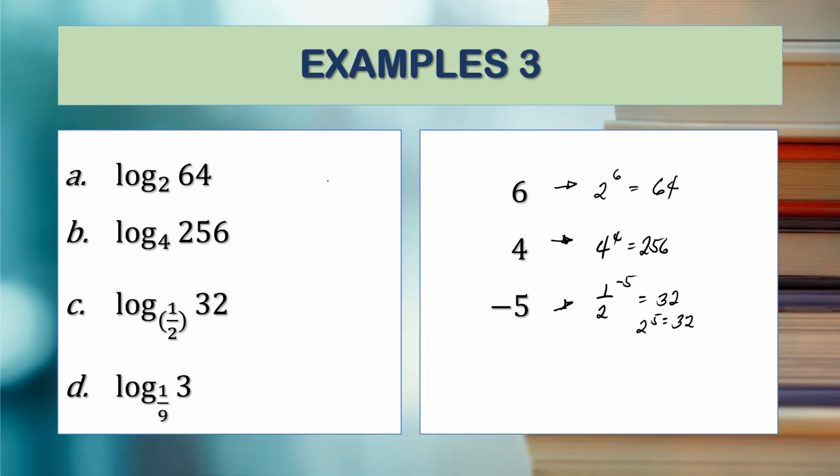Next example, we have the log of 3 with base 1 over 9. What exponent with base 1 over 9 will give you the value of 3? Okay, it's negative 1/2. So transforming this to exponential form, we have 1/9 raised to negative 1/2 is equal to 3. Or we have 9 raised to 1/2 is equal to 3. Or the square root of 9 is equal to 3.